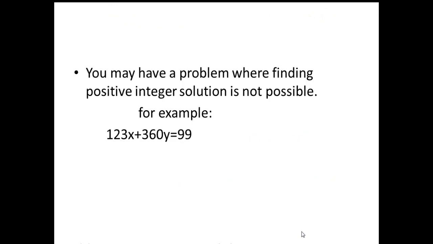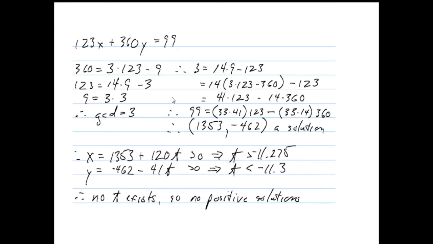Now you may have a problem where finding a positive integer solution is not possible. For example, 123x plus 360y is equal to 99. Let us work upon this example. So first find GCD of 123 and 360, which is 3. Then write 3 as a linear combination of the given two numbers. From here you get a particular solution. Then find the values of x and y in terms of t.